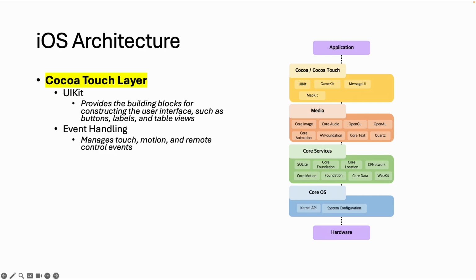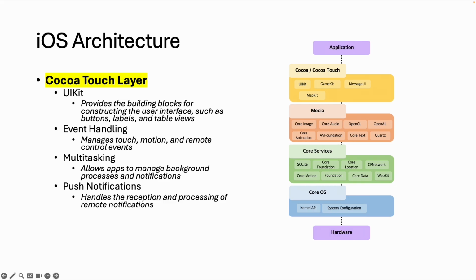Then there is also a specific event handling framework, which manages touch, motions like shaking a device, and also remote control events. There are also frameworks for multitasking, which manage an app being visible in the background. And also for push notifications, there are specific elements you can use from this Cocoa Touch layer. As you can see in the picture, if you want to build a game, there's a specific game kit. If you want to do something with a map, then there is a specific map kit.